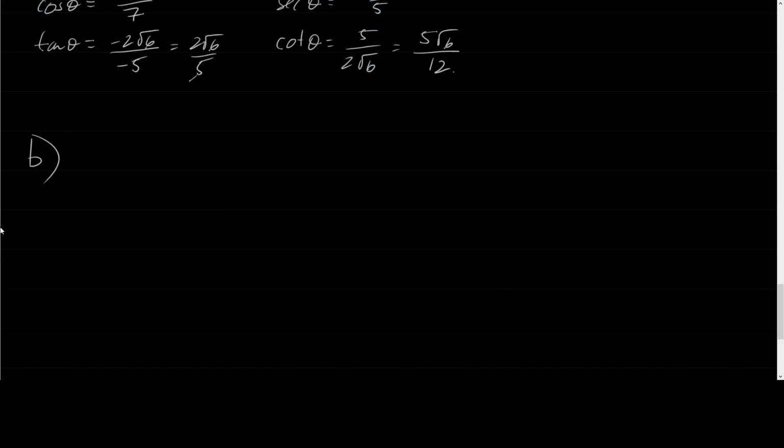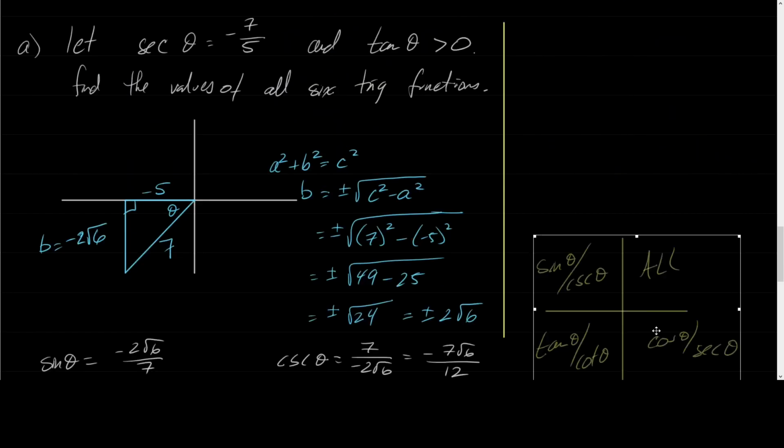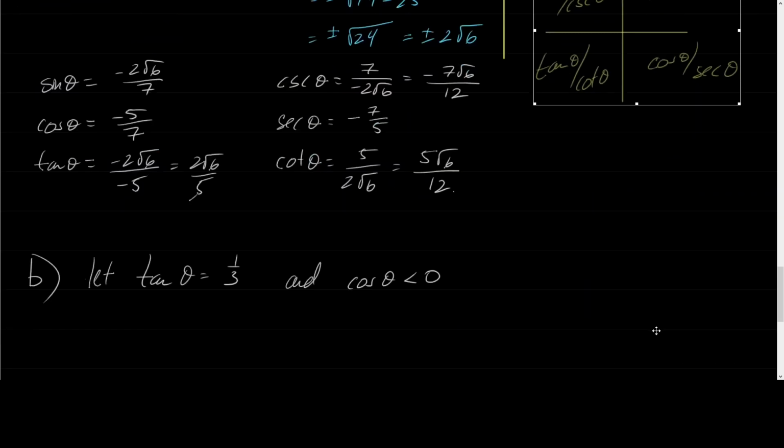Let's say that I had, so let tan theta be equal to 1/3, and cosine theta be less than 0. All right. So perhaps I'll bring this down so we can look at it again. And here we go.